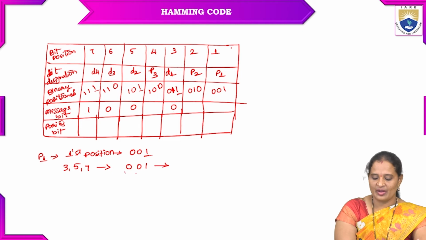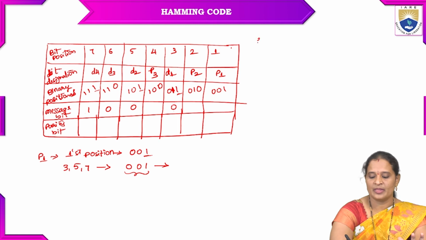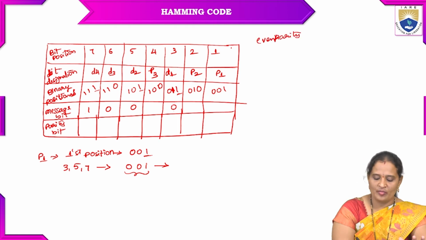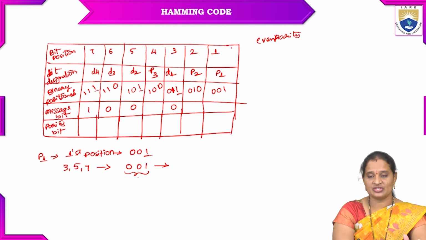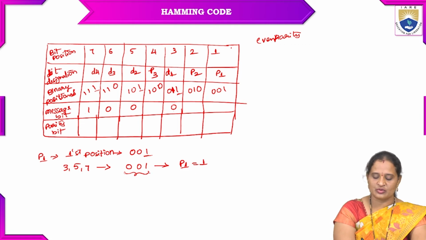Now, how many ones do we have? In the problem it is given that we need to consider even parity. So, how many ones are present in these 3 positions? Only 1. It is odd. So, as it is odd, in order to make it even, I should take P1 as 1. To maintain even parity, among these positions we have only 1 which is odd.